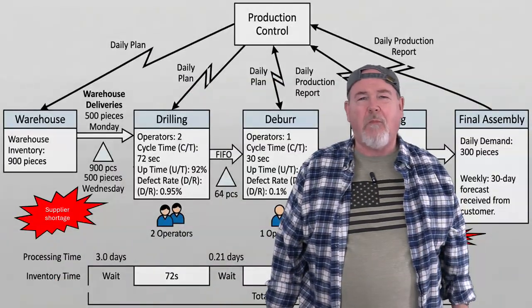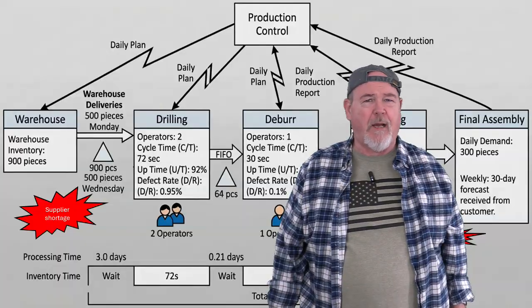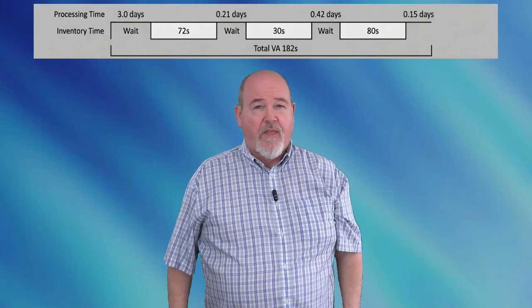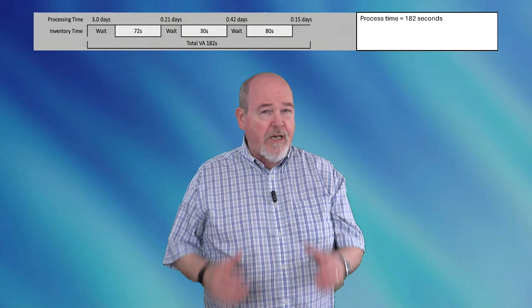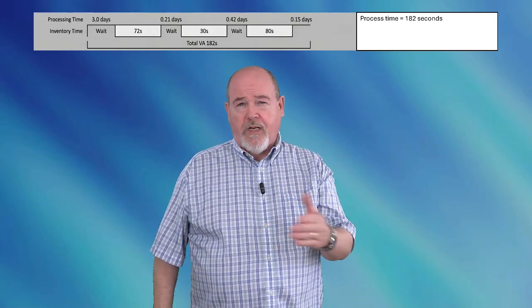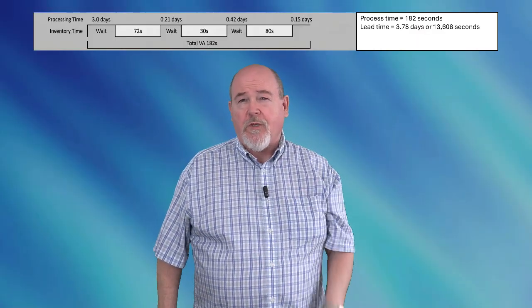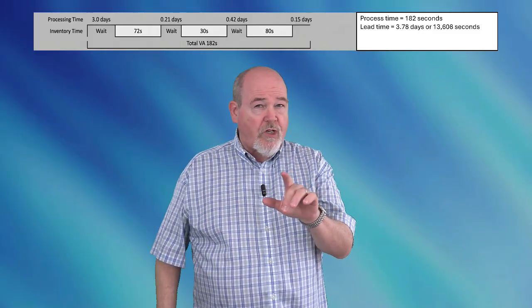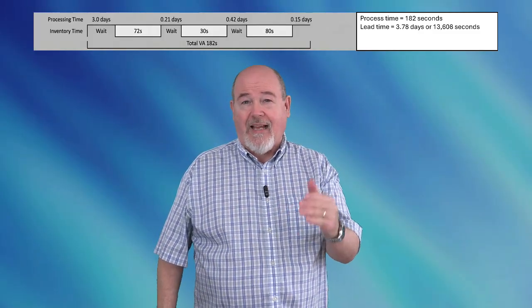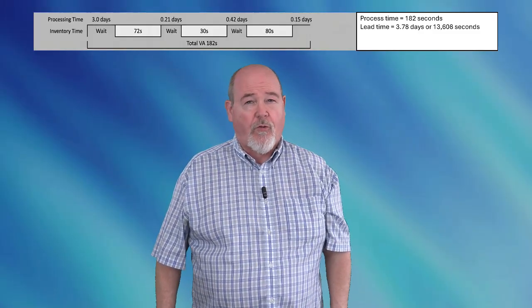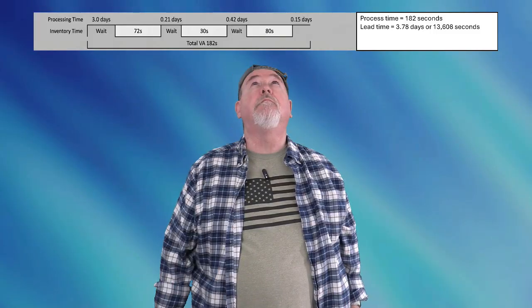But what's that stuff down at the bottom about processing time and inventory time? That section shows us how efficient our process flow is. To calculate this, add up the process times in the white boxes. That gives us 182 seconds that are needed to make each part. Got it. Now we add up the wait times between each station. That gives us 3.78 days. But we need to convert that to seconds. We're only running one shift for 8 hours. So we multiply 8 times 3,600 times 3.78, and that gives us just over 13,000 seconds.